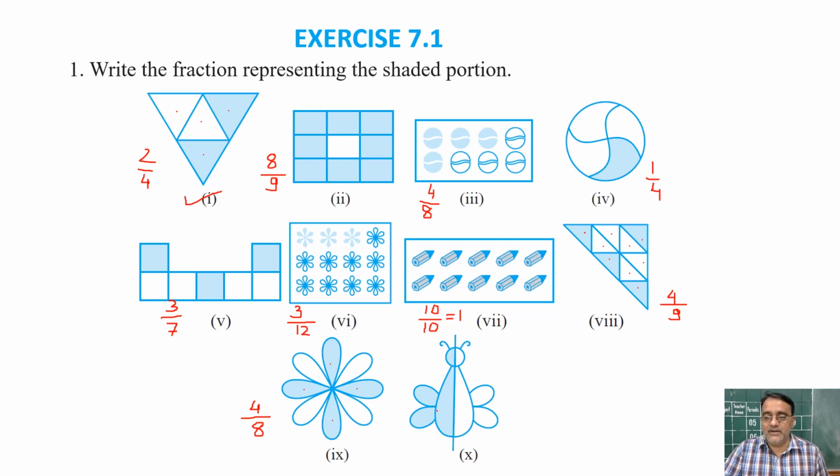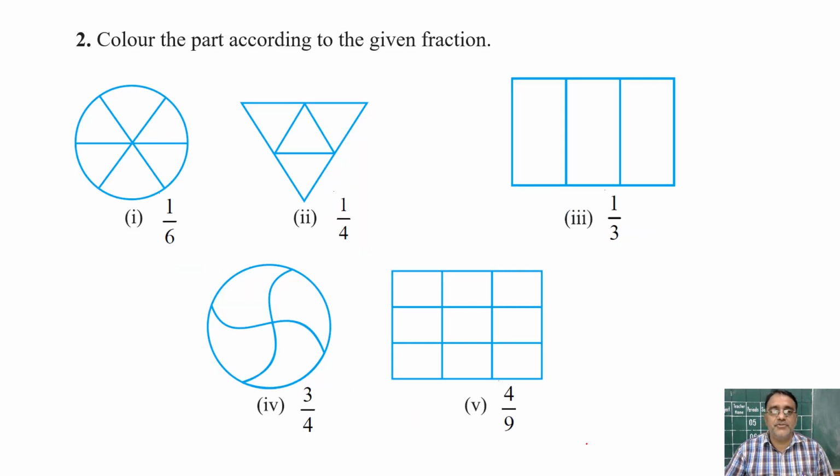Now the last one, only 2 equal parts are there. This one and this one. And only one part is shaded. So 1 by 2. Is this clear to all of you? Second question. Color the part according to the given figure. Total 6 parts are there and only one part we have to fill.